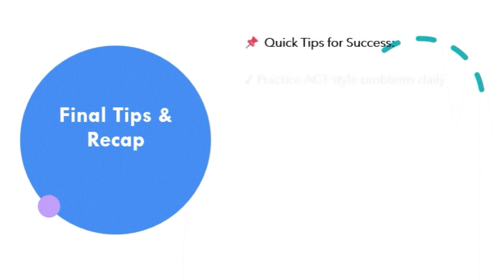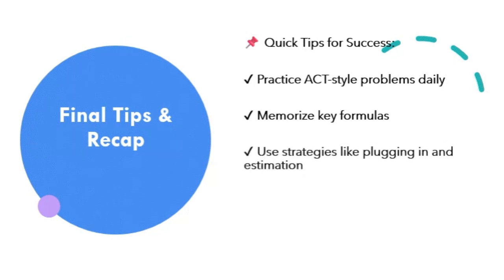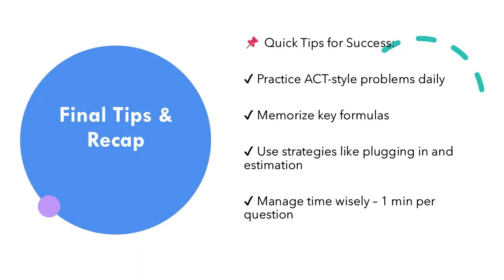Practice ACT-style problems daily. The more you see, the faster you'll recognize patterns. Memorize key formulas. You don't want to waste time looking up area, slope, or probability rules. Use strategies like plugging in and estimation. If the problem involves variables, try testing real numbers. Manage your time wisely. You get 1 minute per question, so if something takes too long, move on and come back if you have time.